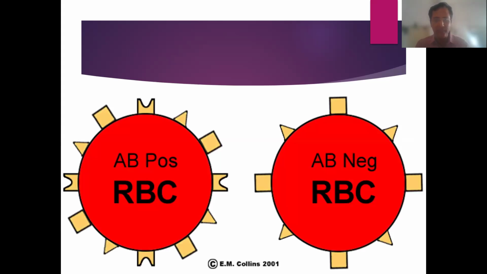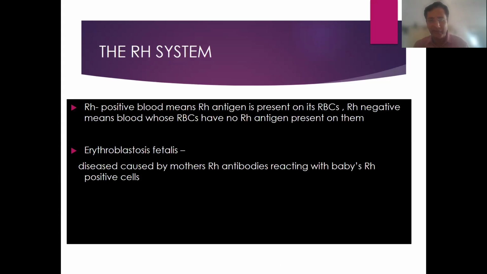That is AB positive and AB negative. In the Rh system, Rh positive blood means the Rh antigen is present on the RBCs, and Rh negative means no Rh antigen is present on them. Then what is erythroblastosis fetalis? It is a disease caused by the mother's Rh antibodies reacting to the baby's Rh positive cells.